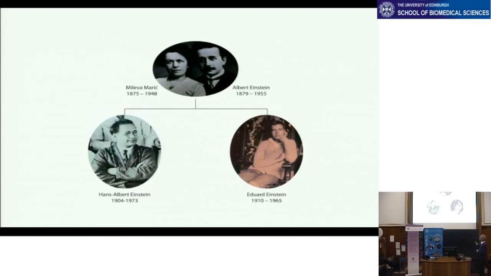Albert Einstein and his first wife had two sons, Hans, who was perfectly normal, but Edward, when he went to medical school after the age of 18, started to show the early signs of schizophrenia. He was institutionalized in Zurich and spent the rest of his life, another 50 years, in an institution.